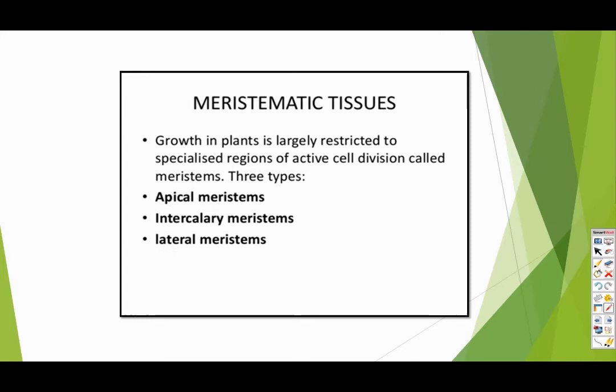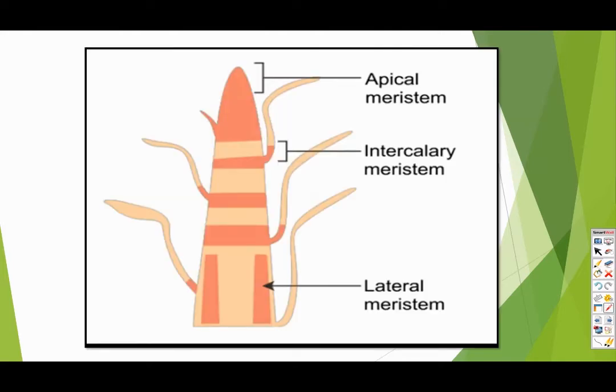When I use the terminology apical meristem, usually they are present at the tip. Apical means what? Usually they are present at the tip, so we call it apical meristem. Now, when we use the terminology intercalary, children, they are usually present in the nodal regions.